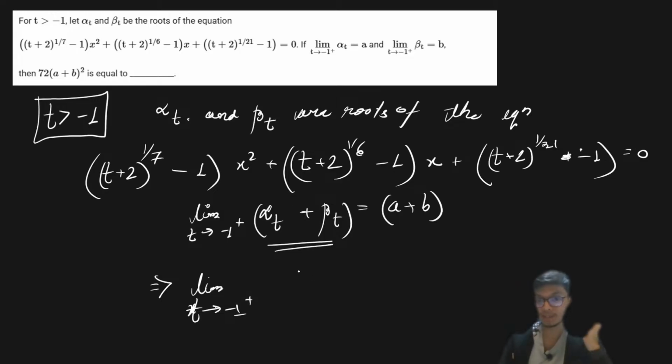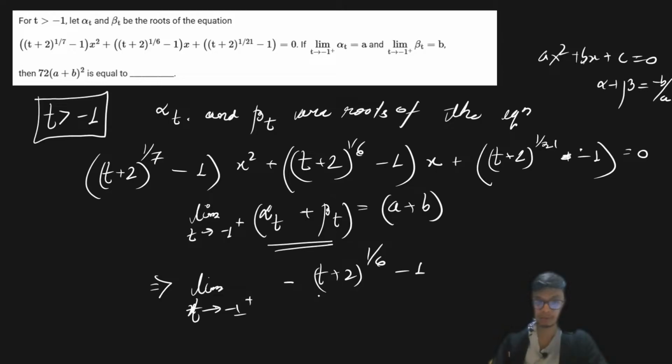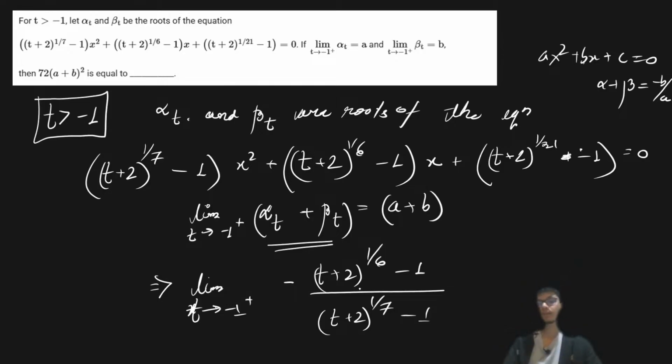So the sum of the roots is basically minus b upon a. If I talk about a general quadratic equation ax square plus bx plus c equals 0 with roots alpha and beta, then alpha plus beta is equal to minus b upon a. So I will get the result as minus of (t plus 2) to the power 1 by 6 minus 1, divided by (t plus 2) to the power 1 by 7 minus 1. This is given as a plus b, so we have to find the a plus b value only. I can see that t plus 2 is common, so what if I assume some y equal to t plus 2?